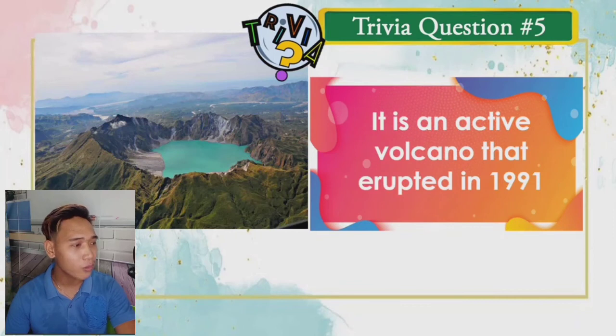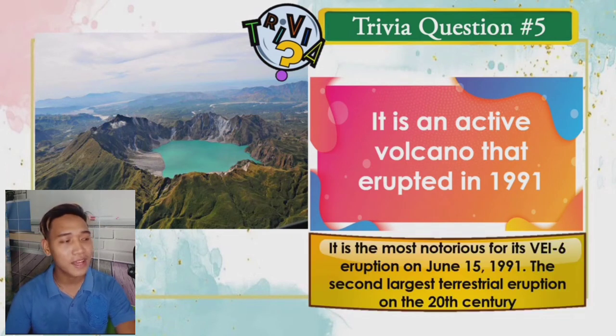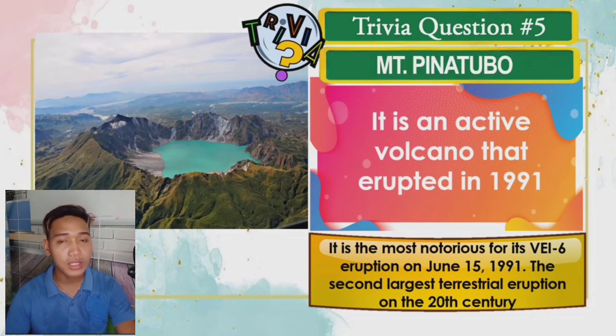Okay, and on our fifth question, it is an active volcano that erupted in the year 1991. It is most notorious for its VEI 6 eruption on June 15, 1991, the second largest terrestrial eruption of the 20th century. So that is Mount Pinatubo.